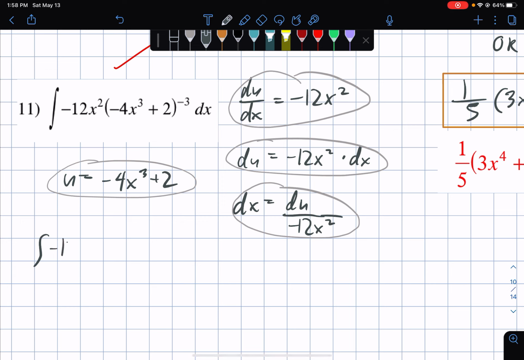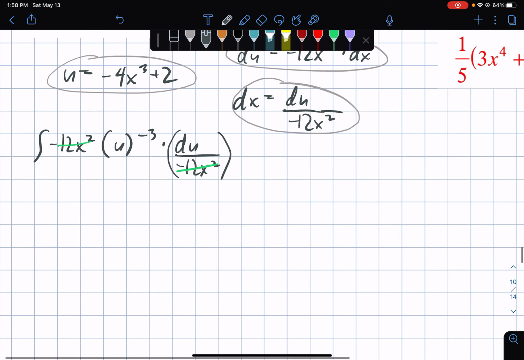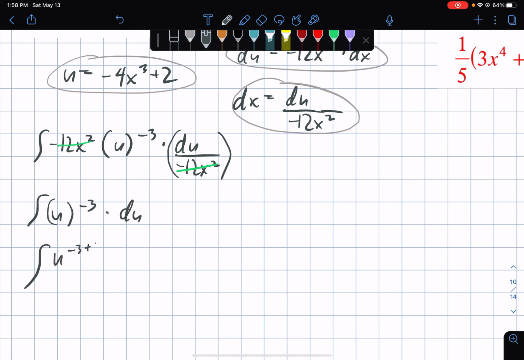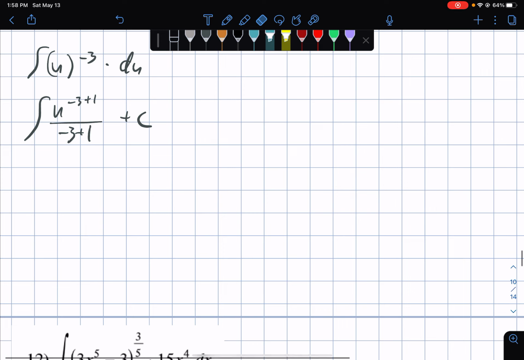Now, negative 12x raised to 2 times u raised to negative 3 times dx. Dx is equal to du over negative 12x raised to 2. We can cancel something, that's that one. And then u raised to negative 3 times du. This u raised to negative 3, apply the power rule, you get something like that, and then du becomes plus c. Simplify, u raised to negative 2, and then over negative 2, and then plus c.